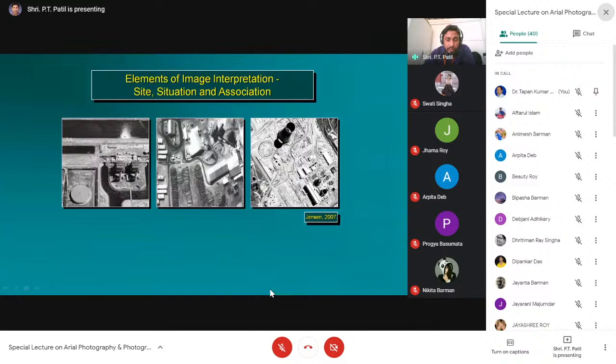So sometimes the situation of that particular object, the site of that particular object where it was formed, and the association near that particular object. What are the areas?